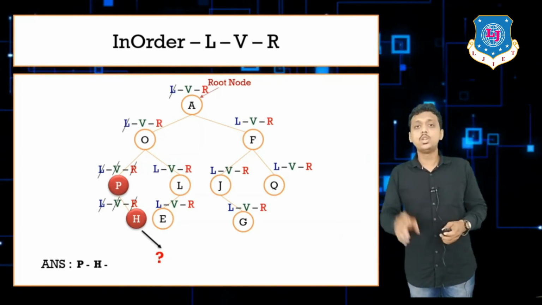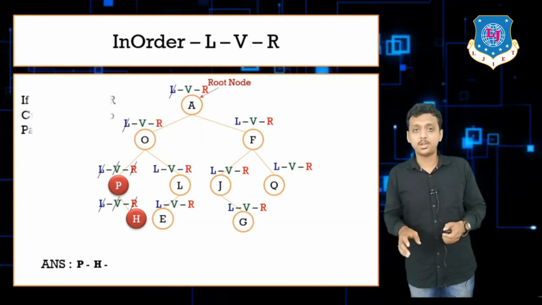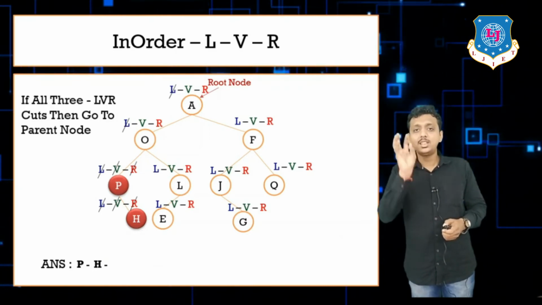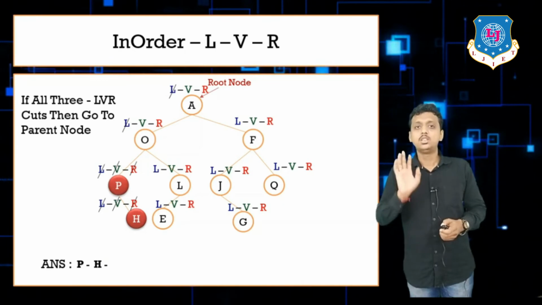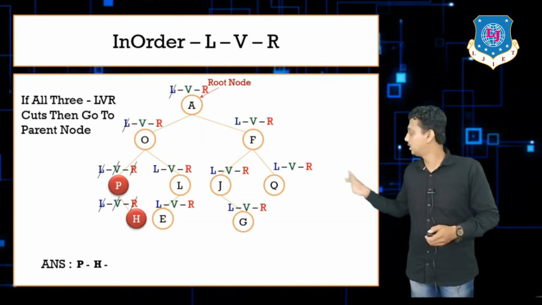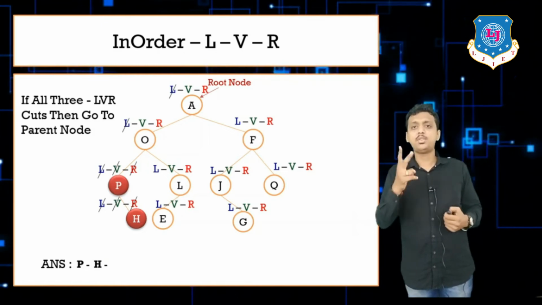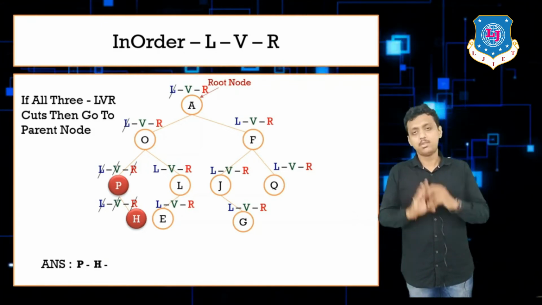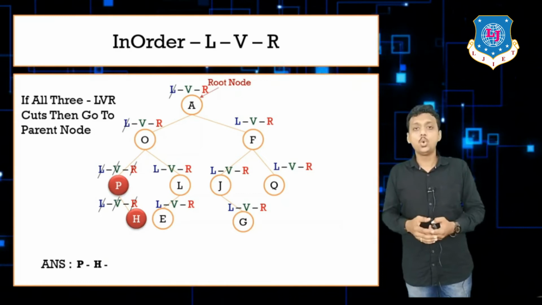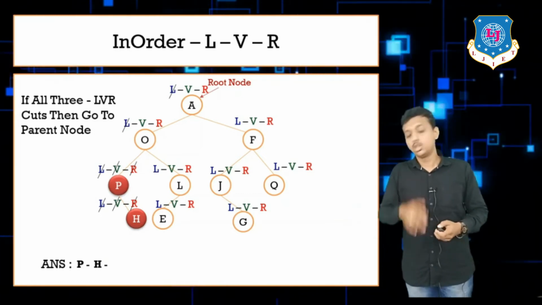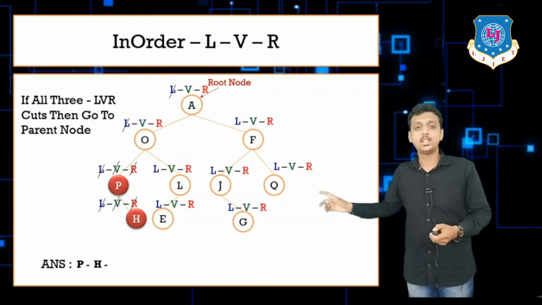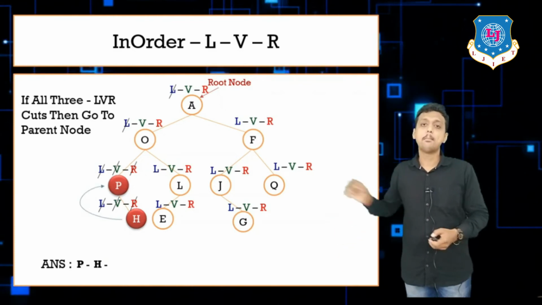So what you need to do is, when you are performing such operations, if all three, L, V and R, are cut down, then go to the parent node. We needed to perform left, visit and right on H. We have already done it. Then where to go? Get back to the parent node. Who is the parent node of H? That is P. So get back to the P.